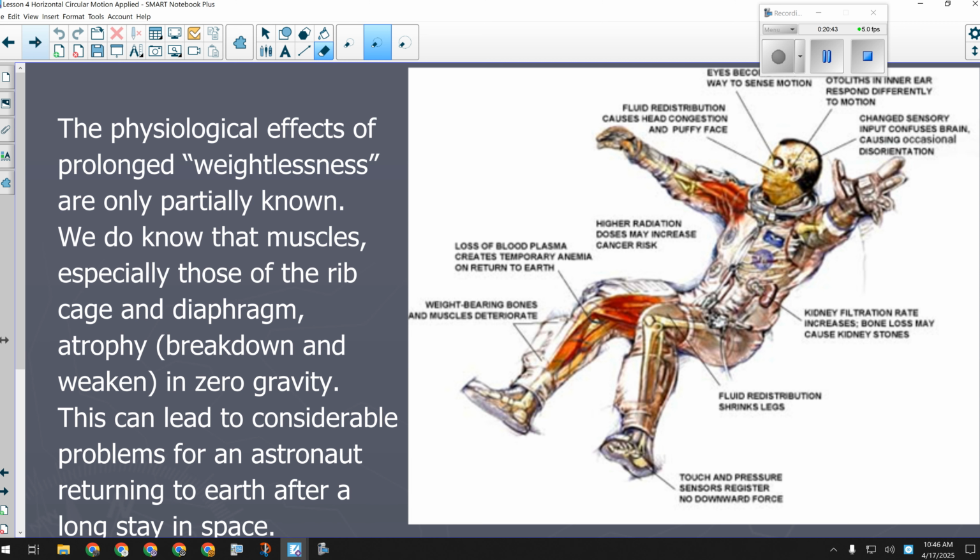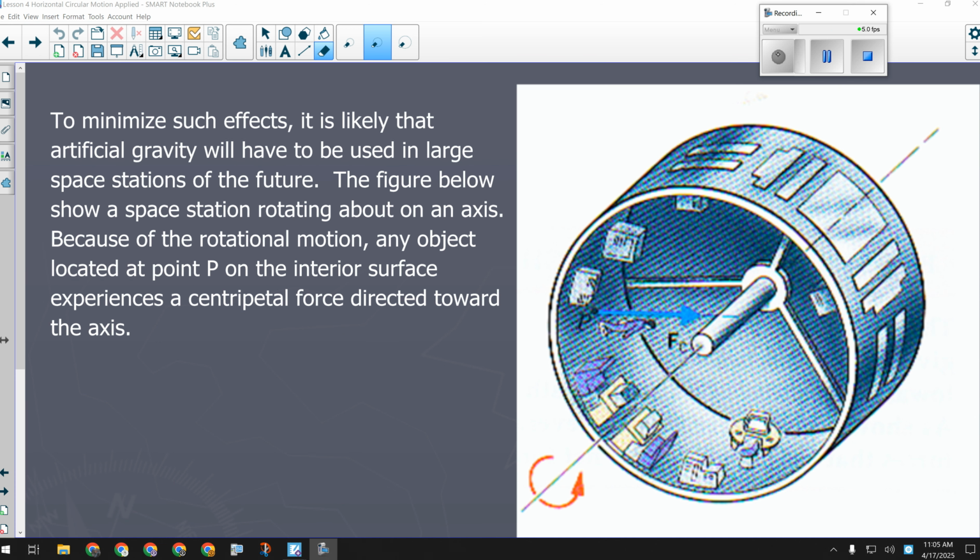It does take them quite a while when they return to Earth to regain that after being in 0 gravity for significant periods of time. In fact, they get really used to 0 gravity. Okay, let me show you a video.